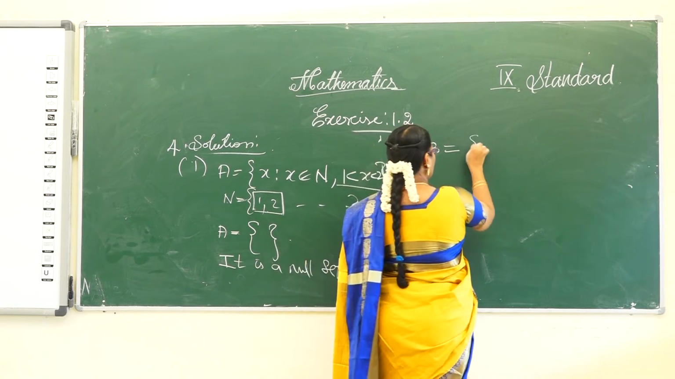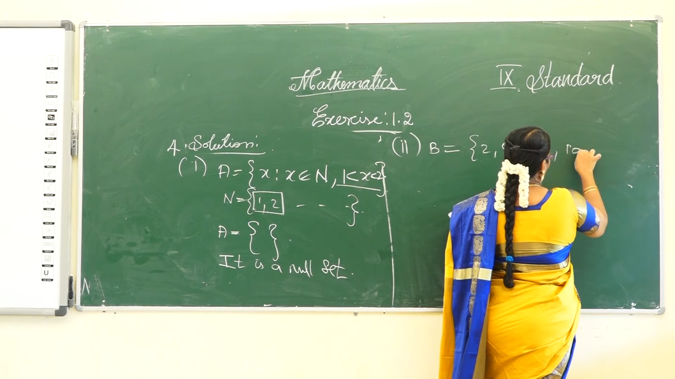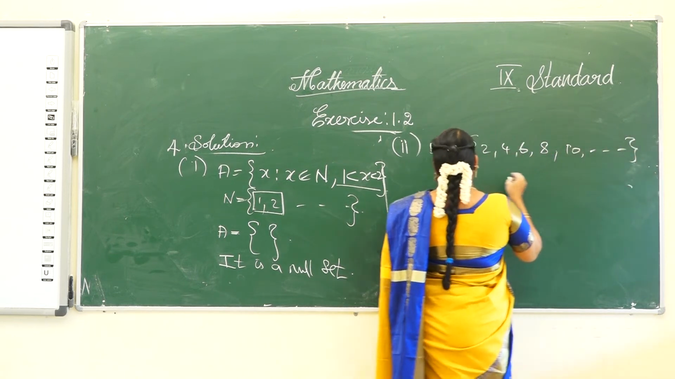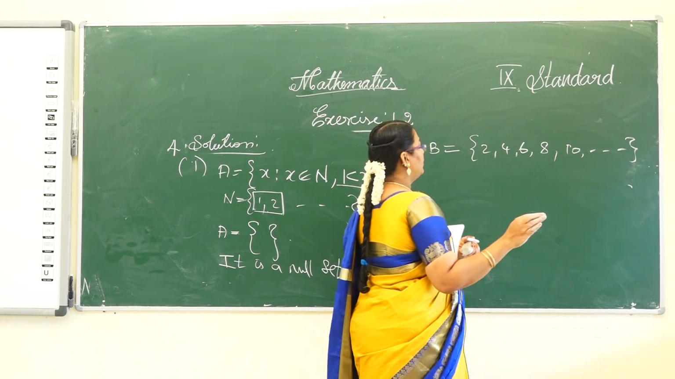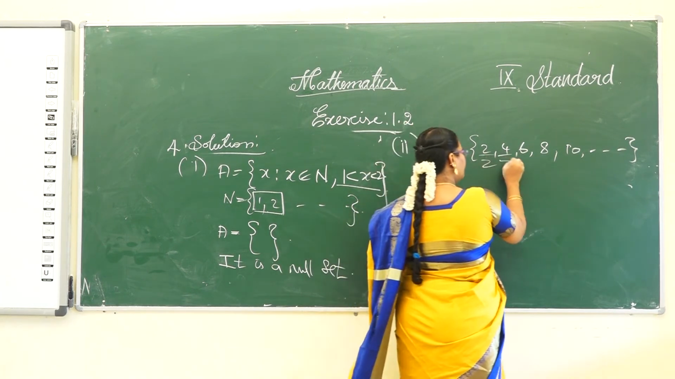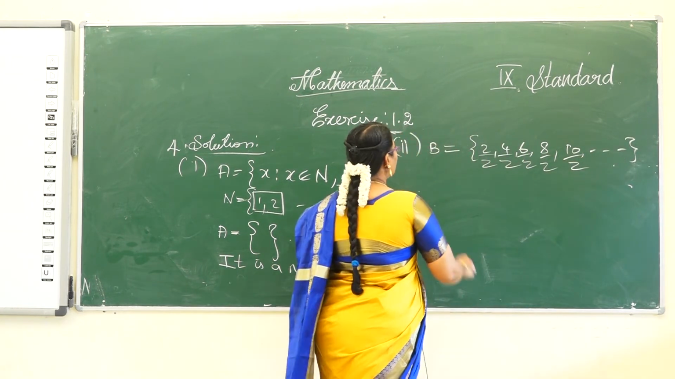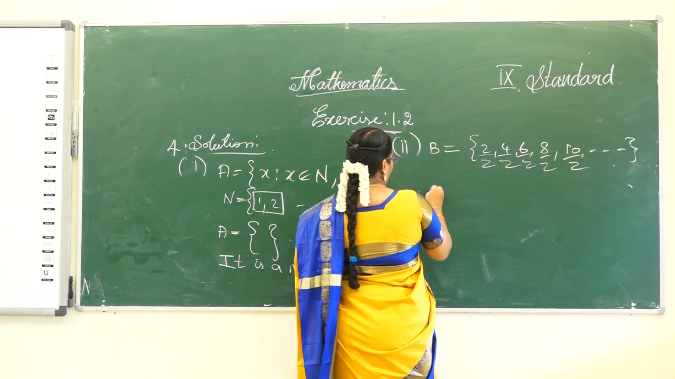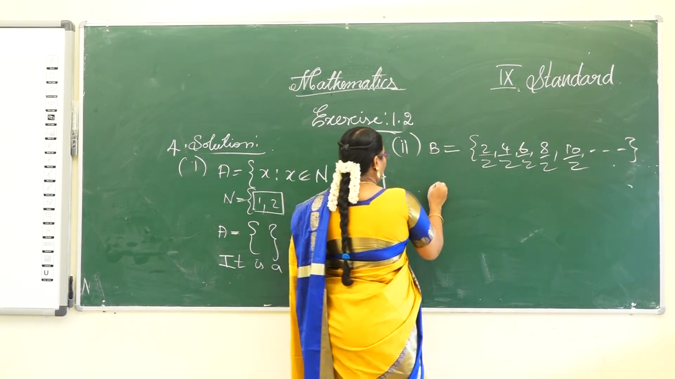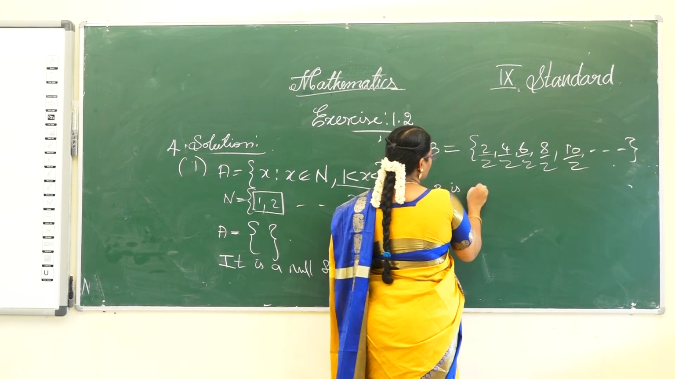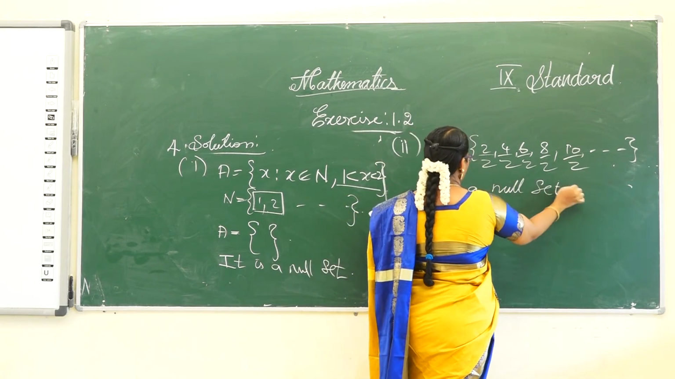Even natural numbers 2, 4, 6, 8, 10, etc., going endlessly. Which statement is given? Which are not divisible by 2? All the values should be divisible by 2, so it's a null set. It's possible, but the given statement is wrong. So B is a null set.